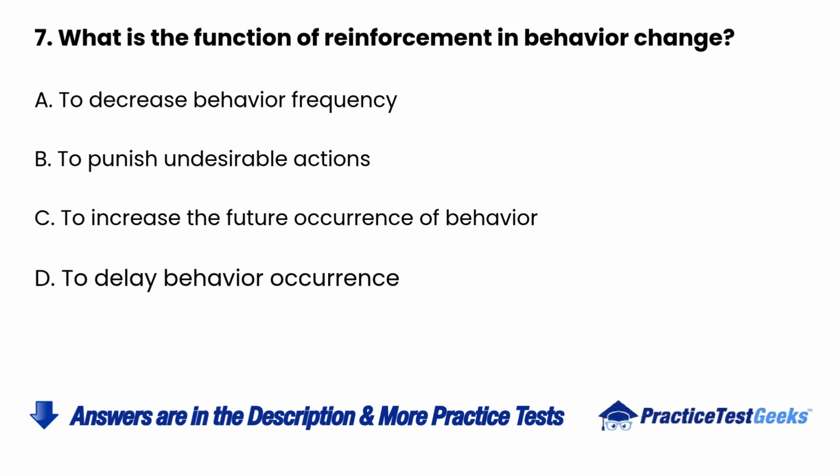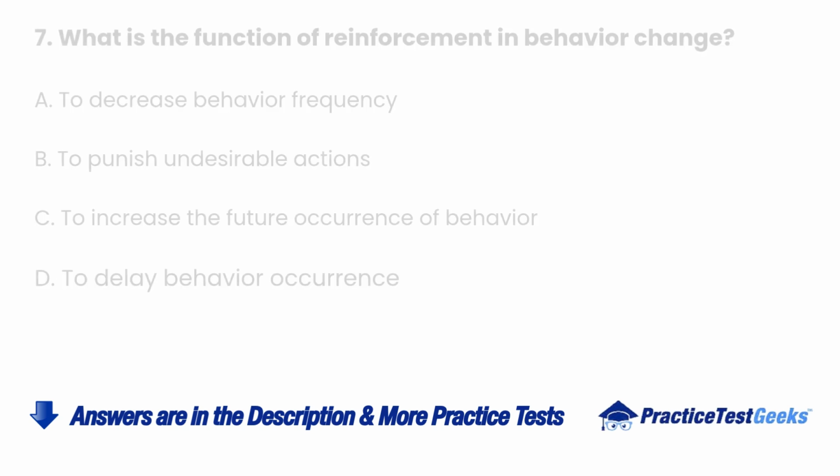7. What is the function of reinforcement in behavior change? A. To decrease behavior frequency. B. To punish undesirable actions. C. To increase the future occurrence of behavior. D. To delay behavior occurrence.